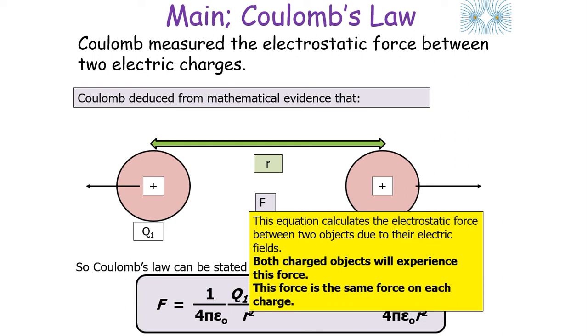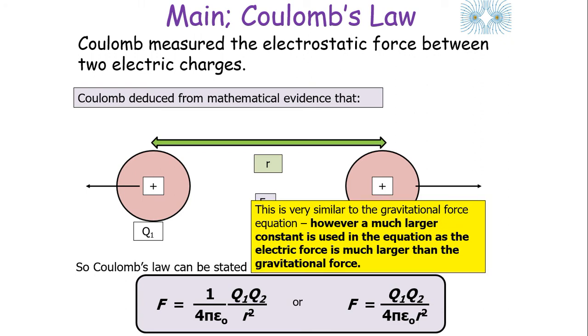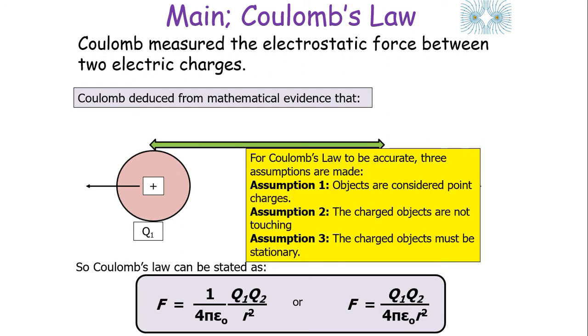So this force is the same force on each charge. However, the charge is used instead of mass in the equation because it's very similar to Newton's law of gravitation, but instead of the mass in the equation, it is in fact the charge that's being used. Again, it's very similar to the gravitational force equation, but there's a much larger constant being used because the electrical force is a much larger value than the gravitational force.